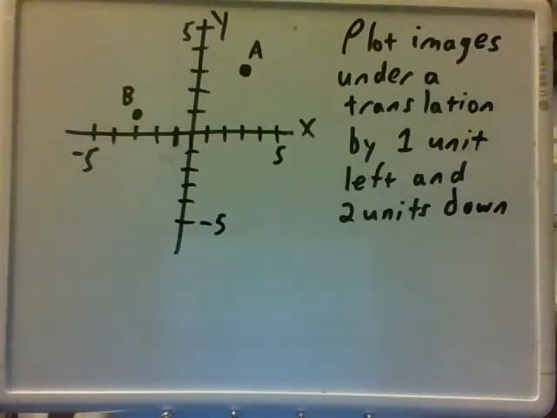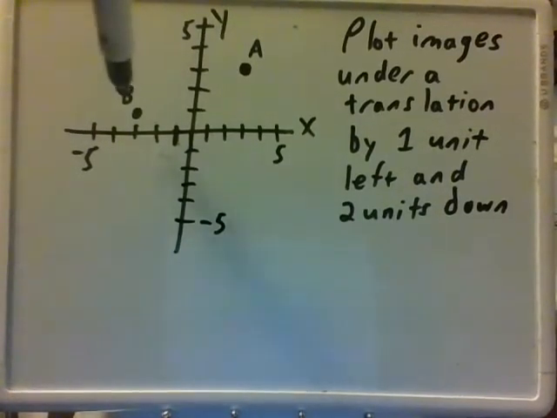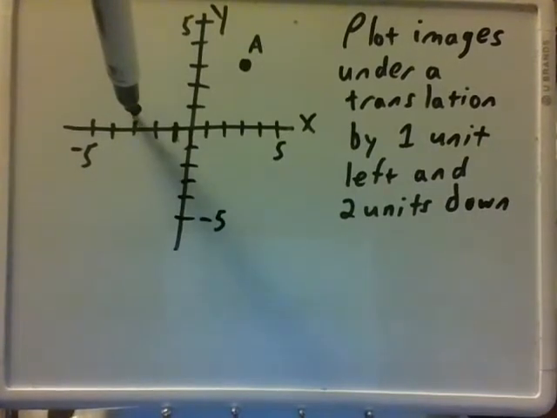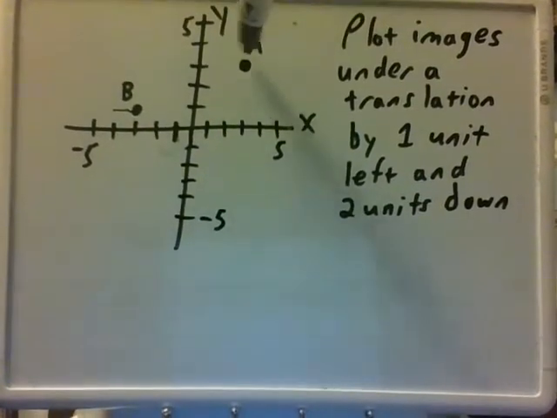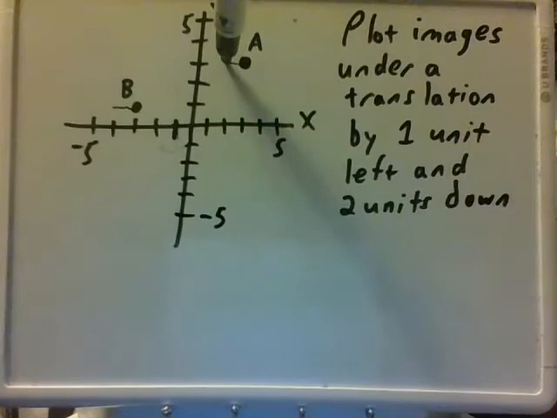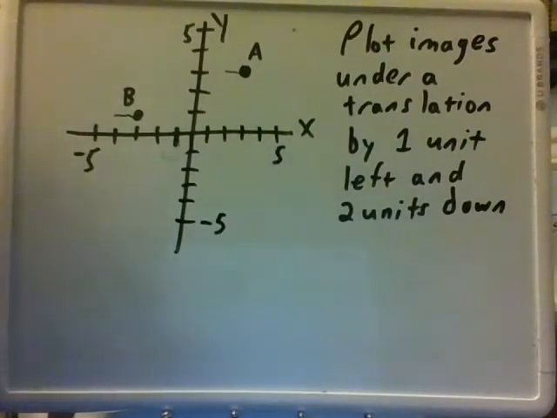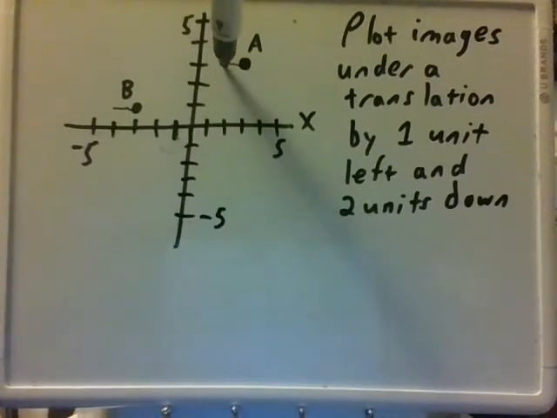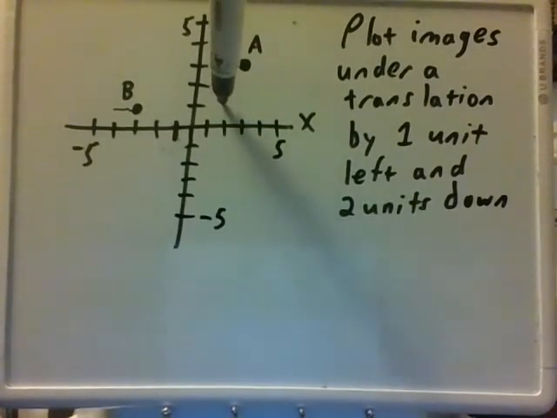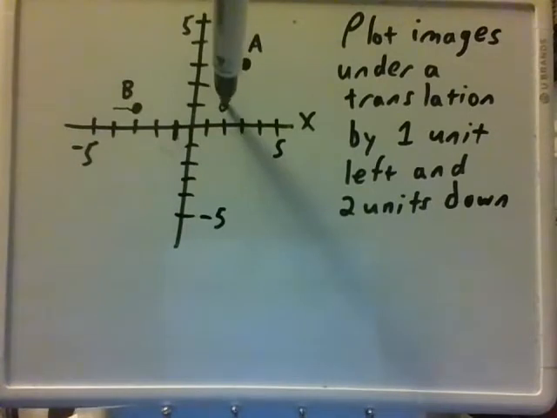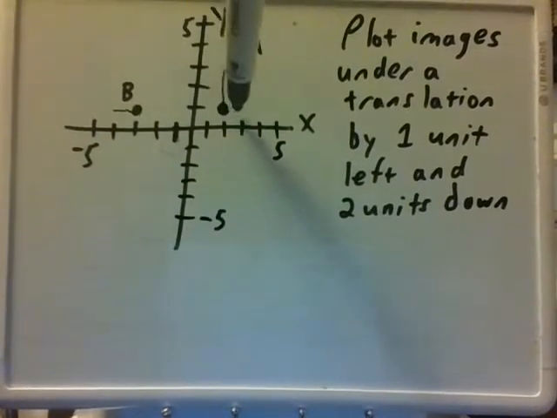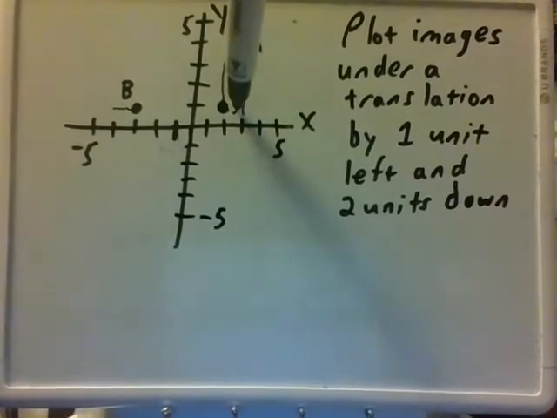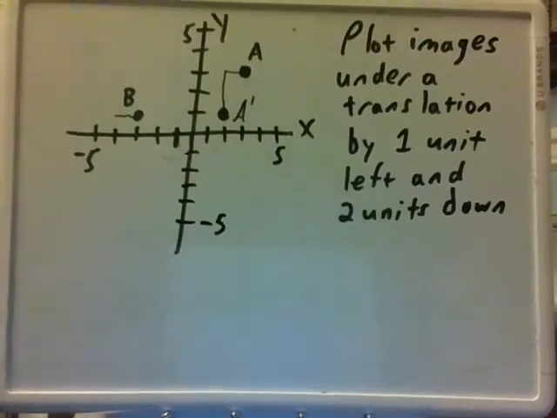So 1 unit left. If each of these are moved left, this one, B, would go here, and A would go here. So just 1 unit left. And then it says 2 units down. So A is going to go down to 1, 2. So this is the new spot for A. Now, what we do here is we say A, and then a little apostrophe. This is called A prime. Don't know why, just what it's called. So this is the new point here.